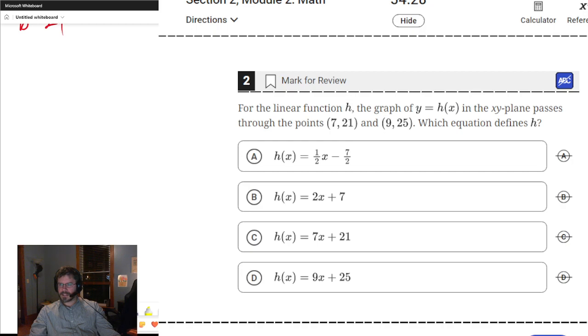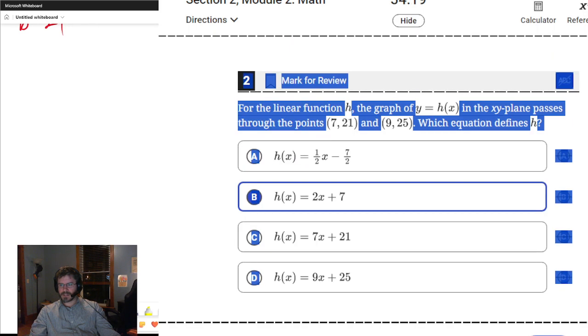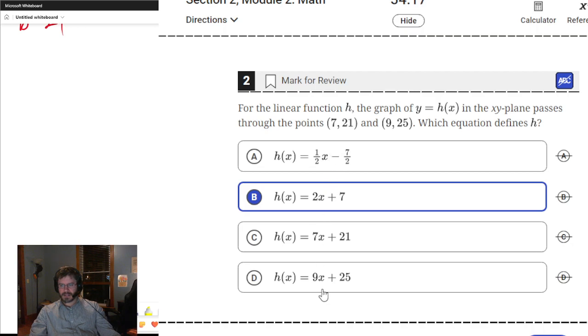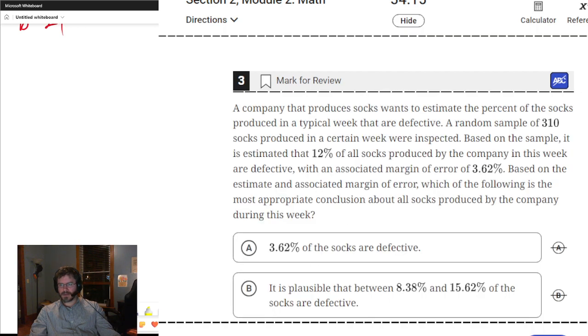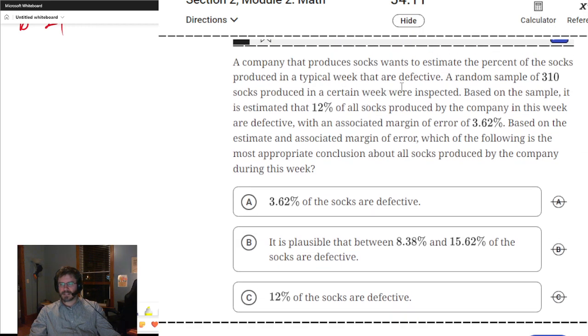We got a linear function again. Slope goes up 4 over 2, so slope is 2. Didn't need to solve anything else because all the answer choices were different. I'll show that again. All the answer choices are different, so just find the slope and move on with your life. Okay, we're looking for an interpretation here.